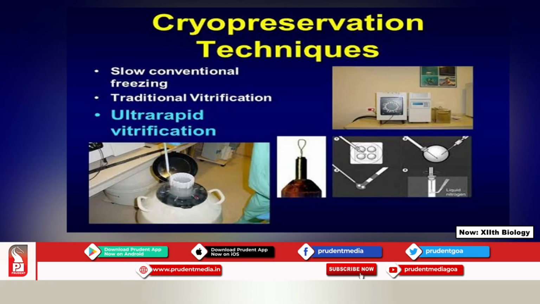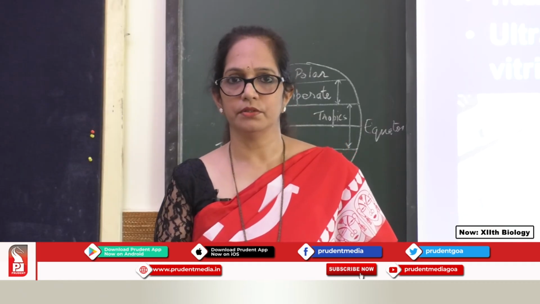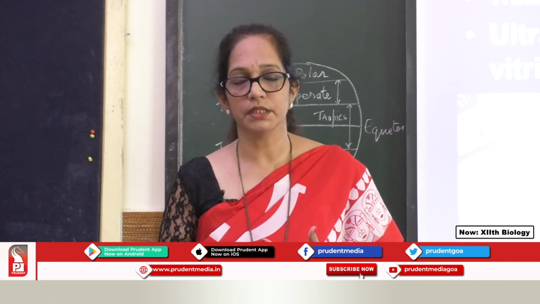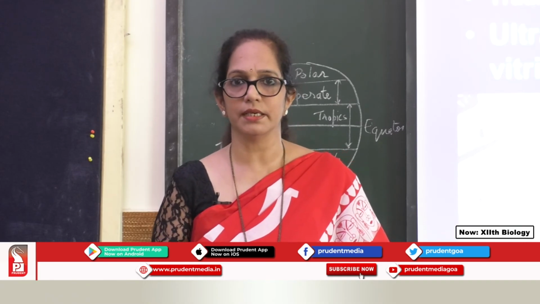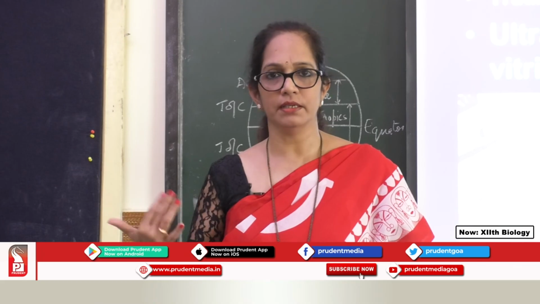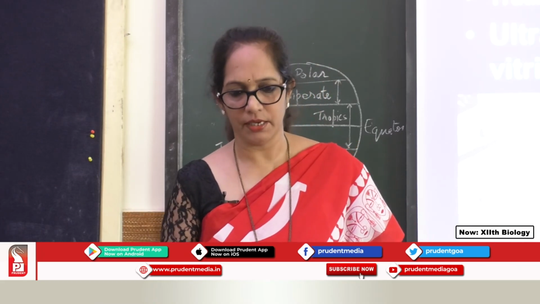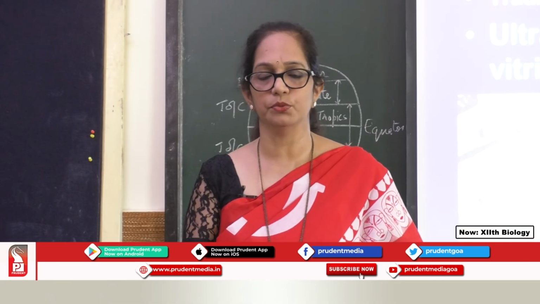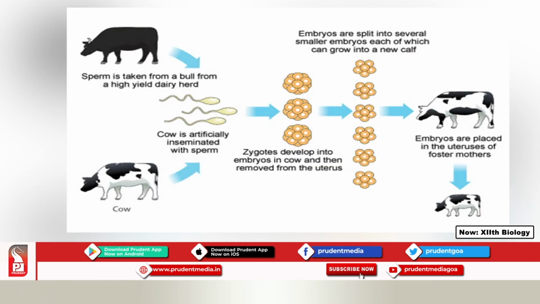Then the cryopreservation technique is a technique of preserving samples of seeds, spermatozoa, tissues and cells. Cryopreservation is at minus 196 degrees C, that is liquid nitrogen. It can be preserved for a long time, and whenever required they can be taken back. That is cryopreservation, which is used in preserving gametes, spermatozoa, seeds, tissues and all. Also the in vitro fertilization.